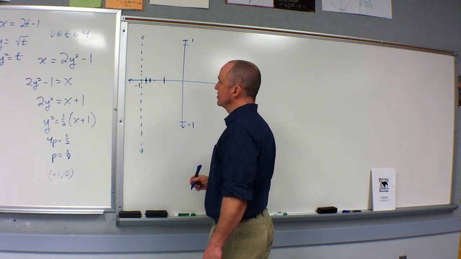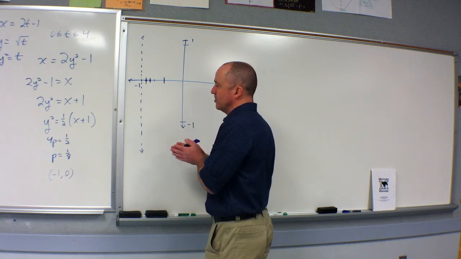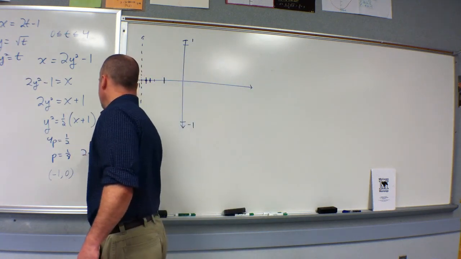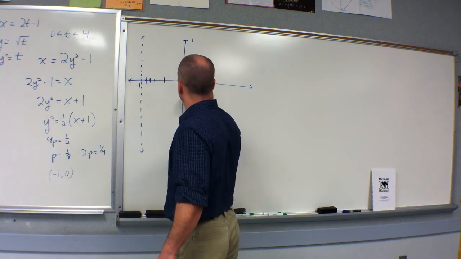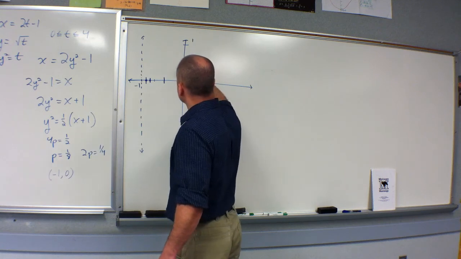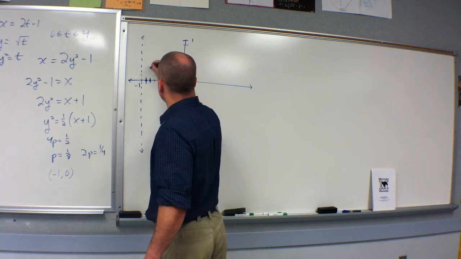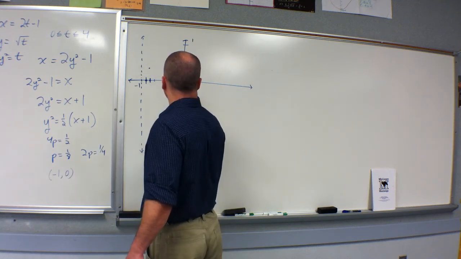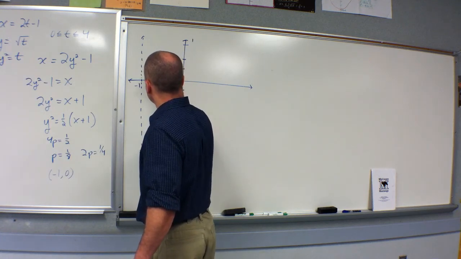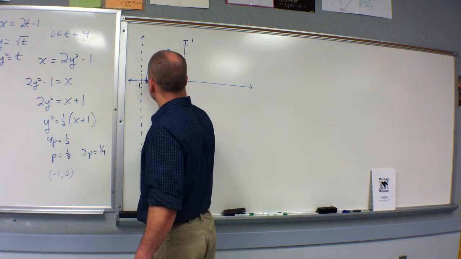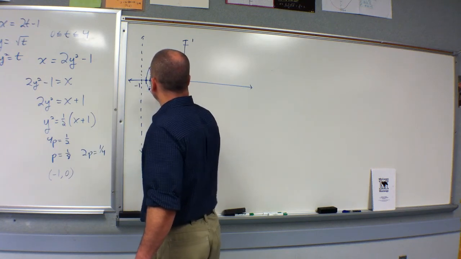Now we find the endpoints of the latus rectum by going up and down twice the length of p from the focal point. 2p is 1/4. Here's my guess for 1/4 and -1/4 on the y-axis. So I'm going to go that much above the focus and that much below the focus. My parabola should look something like that.